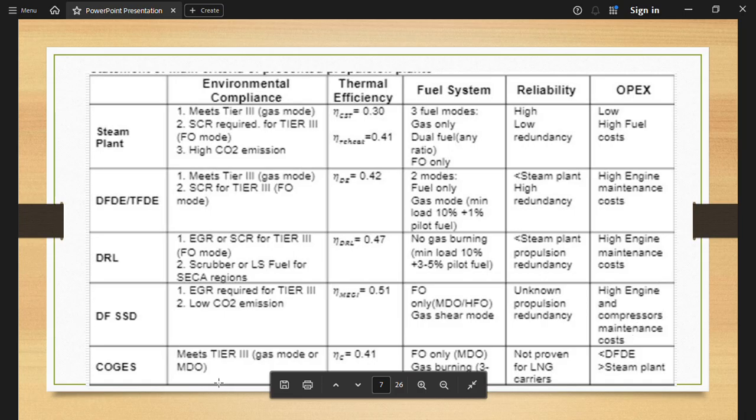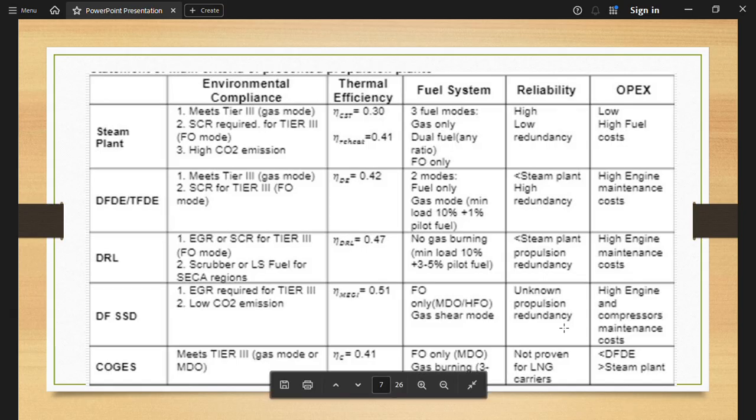In this type of engine we have tier 3 in gas mode or MDO, efficiency 0.41, fuel oil only, MDO, gas burning not proven for LNG carrier, DFDE, and then we have greater than DFDE operational cost, and then less than what is known as the steam plant.